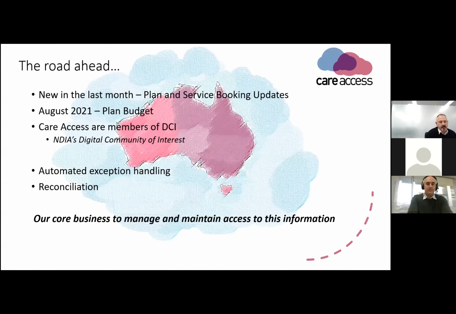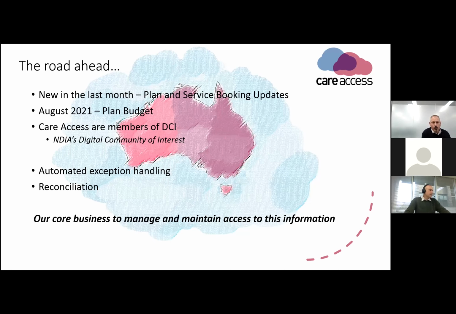So the road ahead: the NDIA has a roadmap to develop the APIs further. And interestingly, as Shannon just mentioned, new in the last month are plan and service booking updates. So we can now get notifications if plans and service bookings are updated with new dates. Again, instead of having to go back and forth and check to see if they've been updated, or indeed managing exceptions as a result of something being updated, that's something that we can actually now make you aware of.